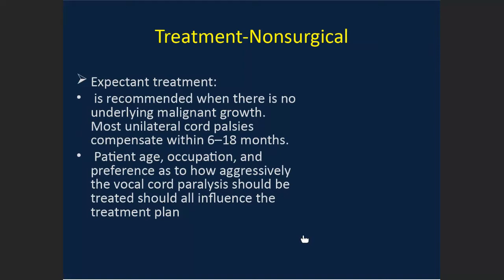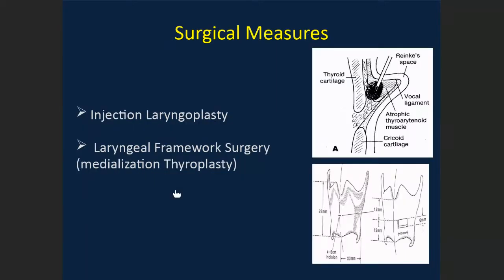So the treatment of unilateral vocal cord paralysis that is idiopathic is expectant treatment. That is non-surgical. The other treatment is surgical treatment. We have two important surgical treatments: injection laryngoplasty. The aim is to medialize the vocal cord. Because it's paramedian, we try to medialize it. By doing injection laryngoplasty, we inject here to medialize the vocal cord.